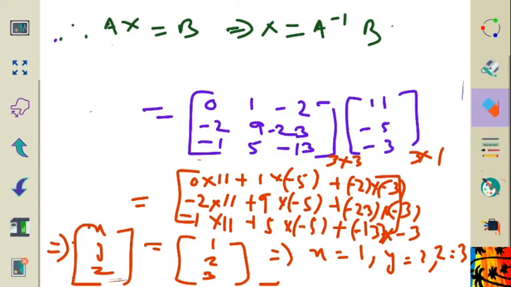Clear? I hope you have understood this one. You can also rewind this video once again and see it properly, whether you are able to solve this one or not. Clear? Now let us proceed to solve another question on this. This is a word problem.